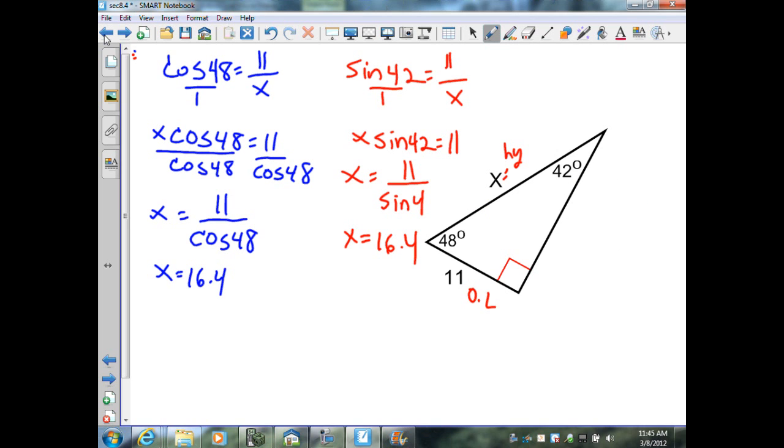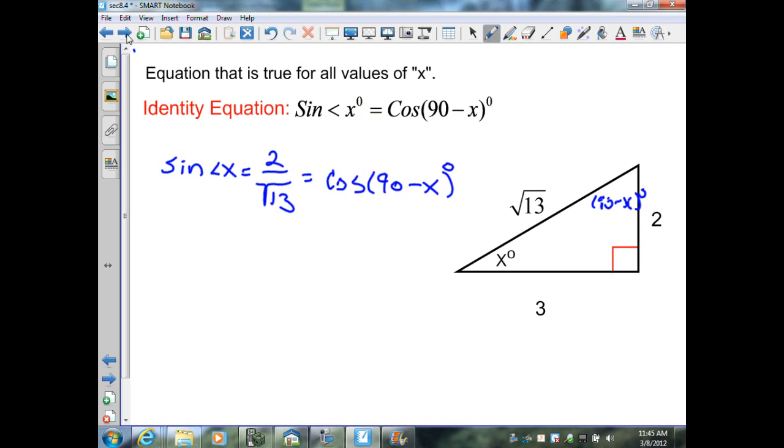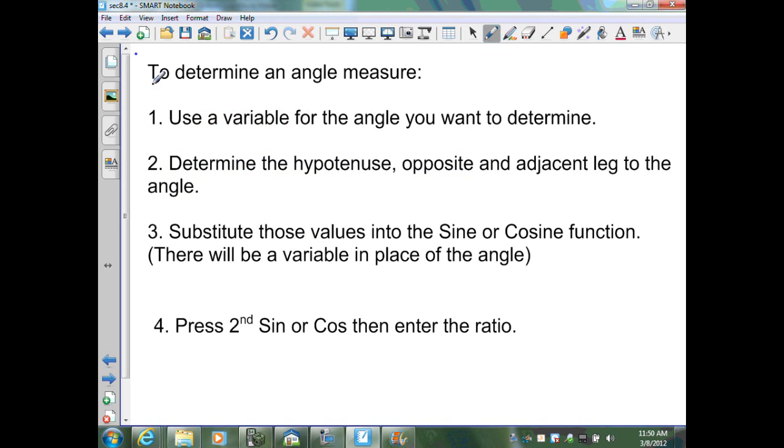And you can see that on the previous slide. Cosine of 48 is 11 over x. And the sine of 42, which is 90 minus 48, is 11 over x. And when we plugged into the calculator, our values turned out to be the same for both. Therefore, the sine of an angle and the cosine of the complement of that angle are equal. Therefore, an identity equation.